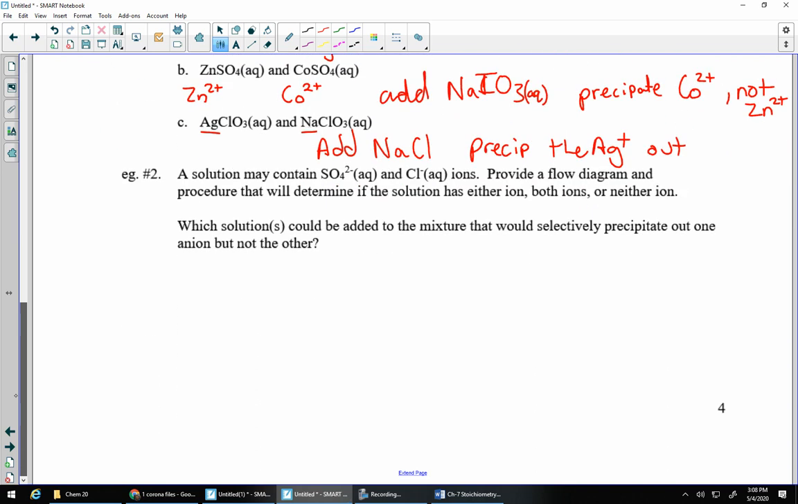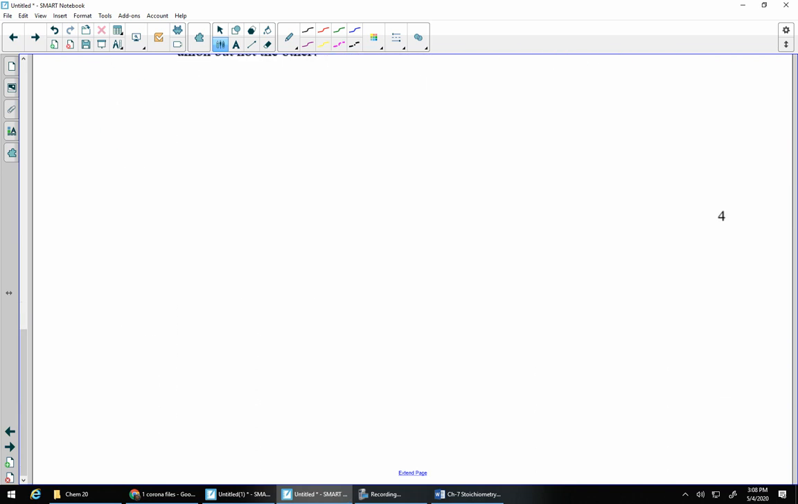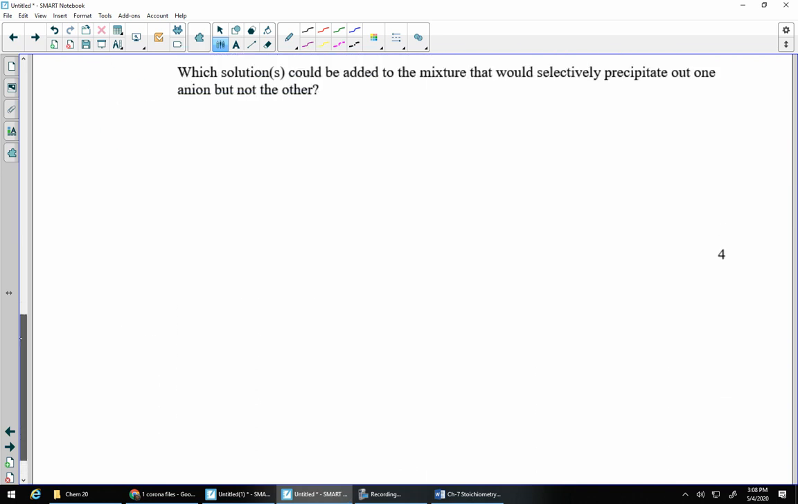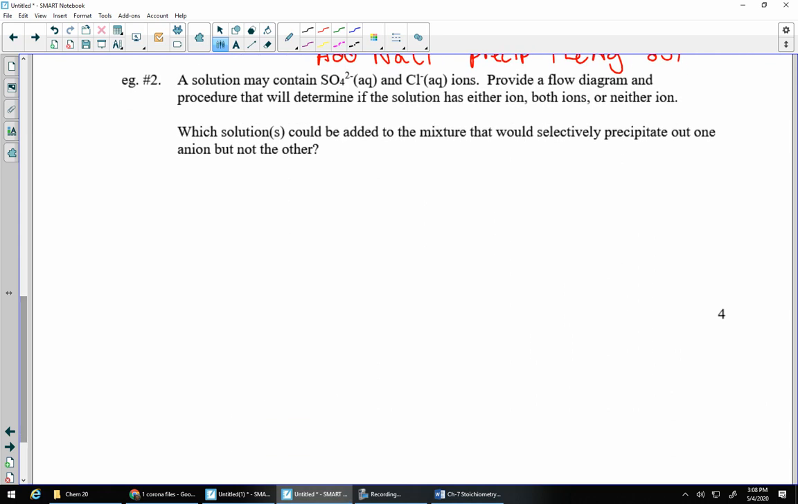So next piece that we want to look at here, hopefully this is making sense for people. Next piece that we want to look at, and actually probably the last piece for today, if I'm being totally honest, is we've got a solution that may contain sulfate ions and chloride ions. We want to provide a flow diagram and a procedure that will determine if it has either ion, both ions, or neither ion. Okay, so this is a big one.